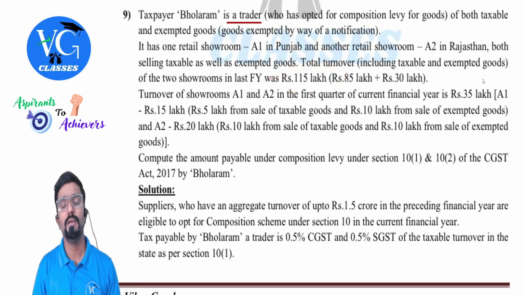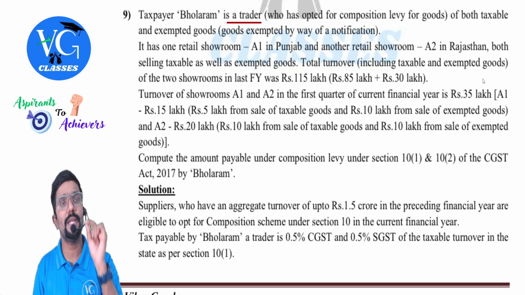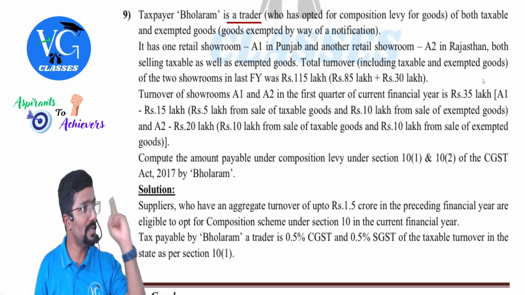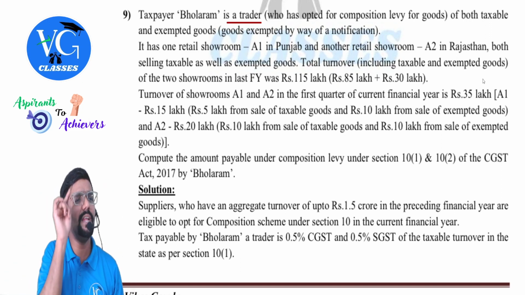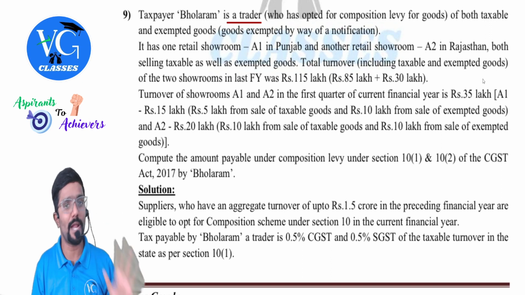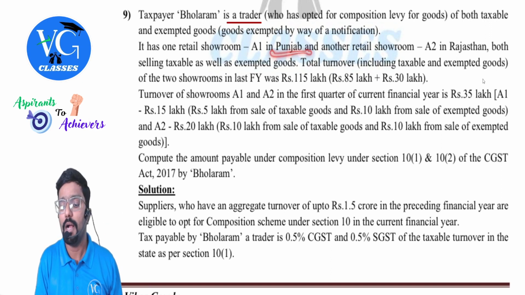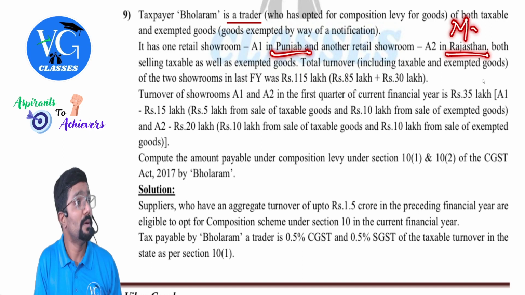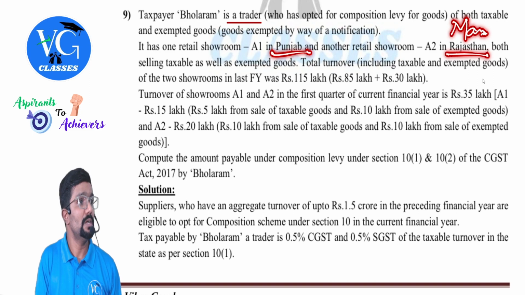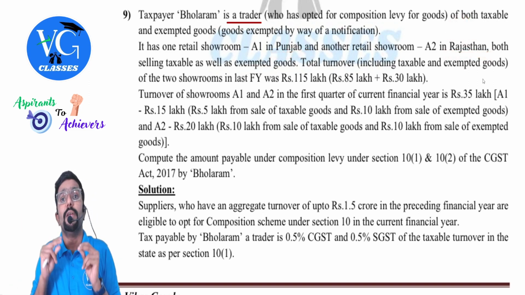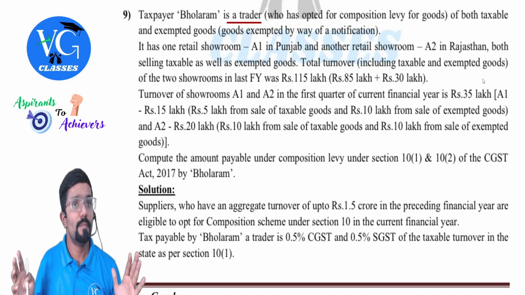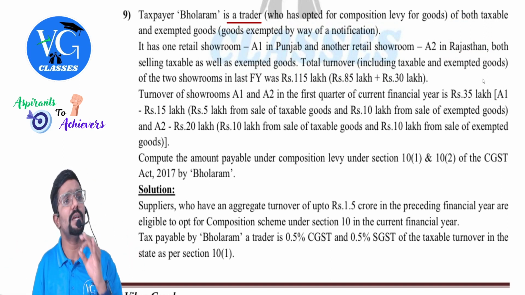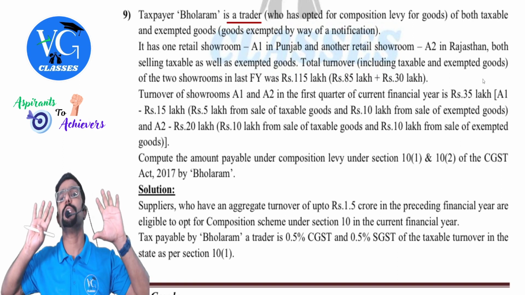One more thing. Guys, even if the supplier is operating in one special state, totally how many special states are there for section 10? 8. Even if he is operating in one special state, assume this guy, Bolaram, is operating in Punjab and Rajasthan as well as Manipur. What is the threshold limit applicable for him? 75. Now, if all three states put together is more than 75 lakh, he cannot follow composition scheme.